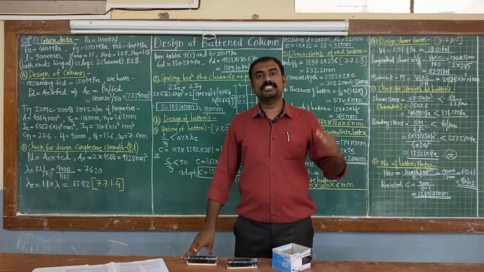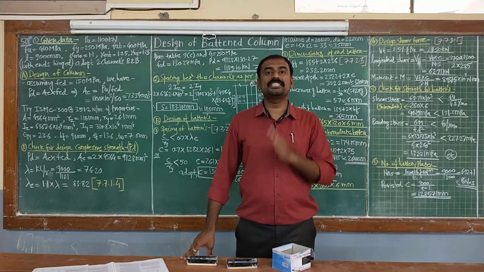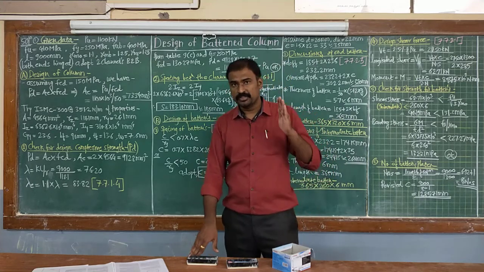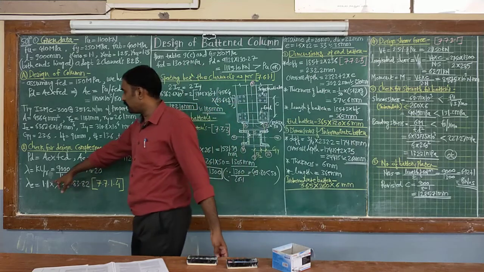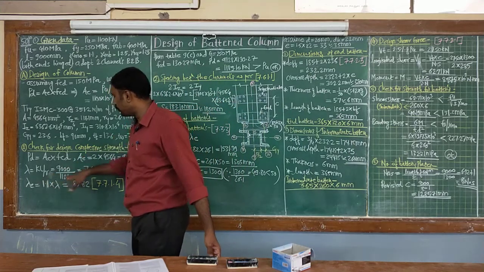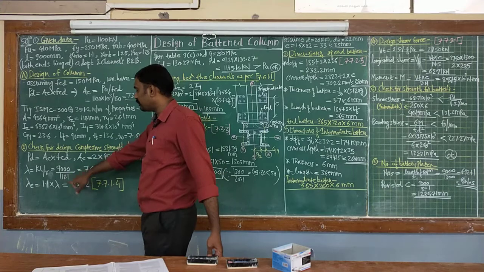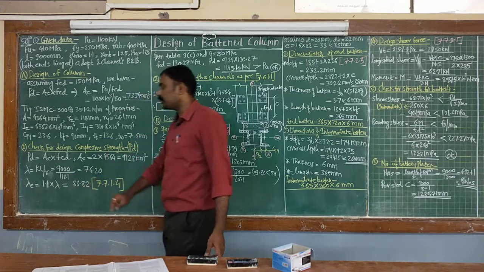As we are increasing the slenderness ratio, it means we are decreasing the compressive stress value, that is the fcd value. So that value will be equal to 1.1 into the calculated value, that is lambda equivalent 76.20 into 1.1. I am getting 83.82. Correct?